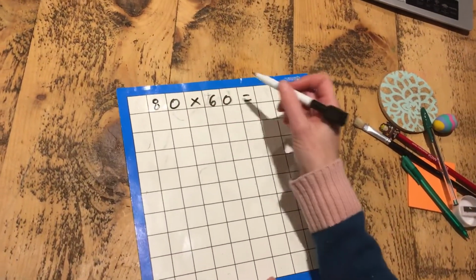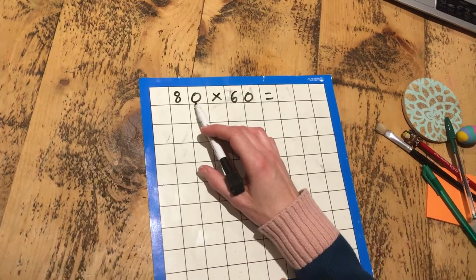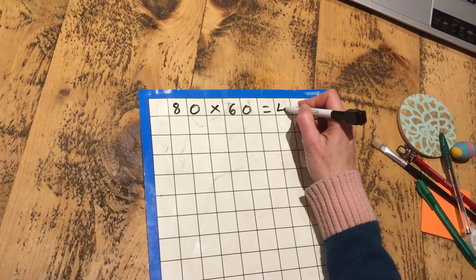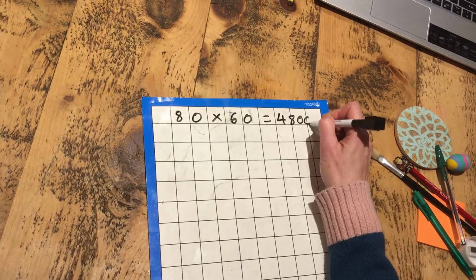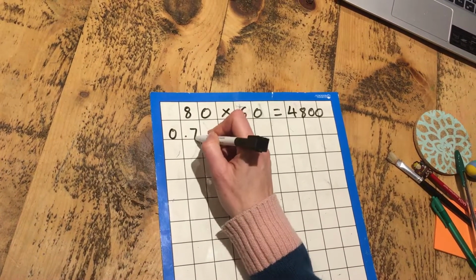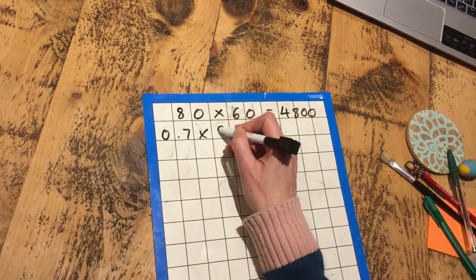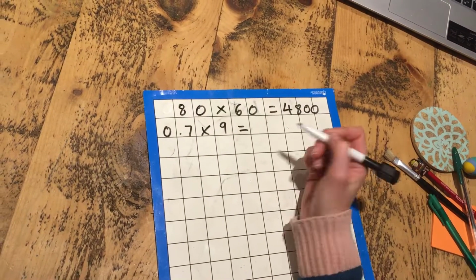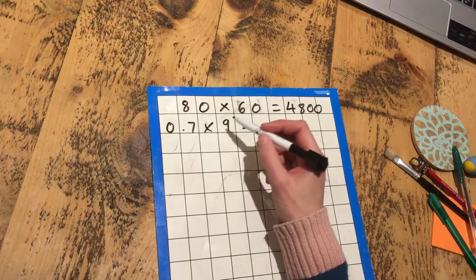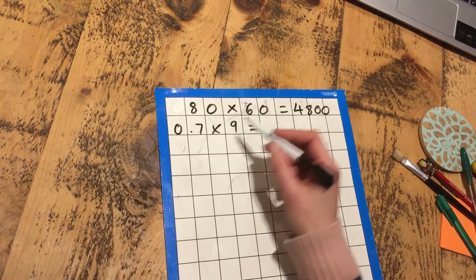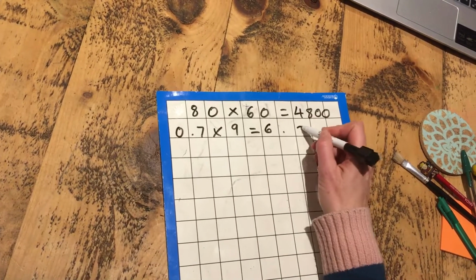6 eighths are 48. 10 times bigger would be 480. Another 10 times bigger will be 4,800. Next, 0.7 times 9. 7 nines are 63. 10 times smaller, 6.3.